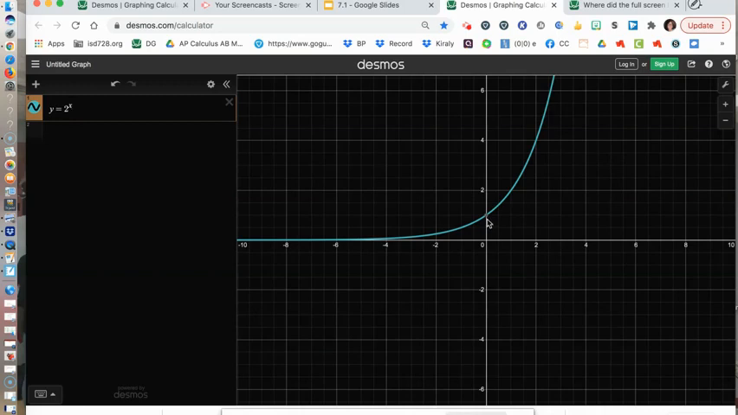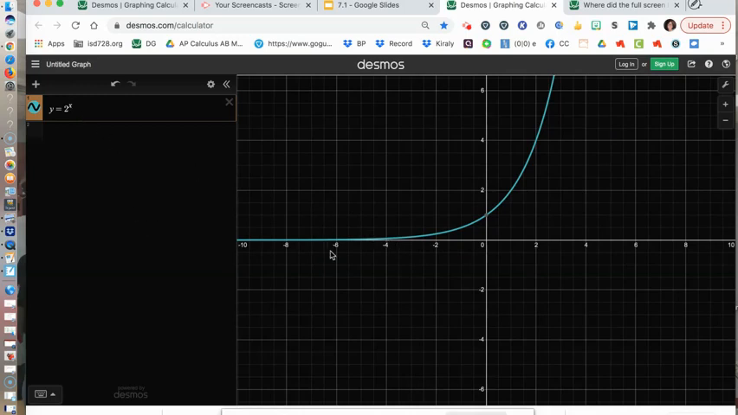Notice my parent graph goes through (0, 1), because when x is 0, anything to the 0 power is 1. My parent graph is growth because that base, that 2, is bigger than 1. I also have a couple other things I want you to notice here. As I slide down this graph, I become more and more horizontal. And I have a fence down here that I can't get past, at y equals 0, or the x-axis.